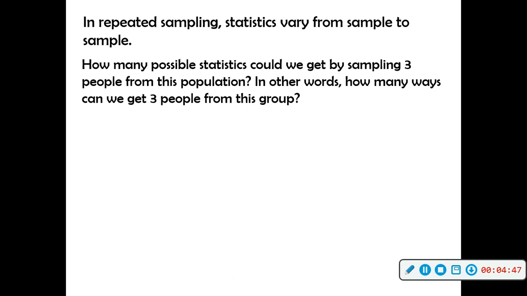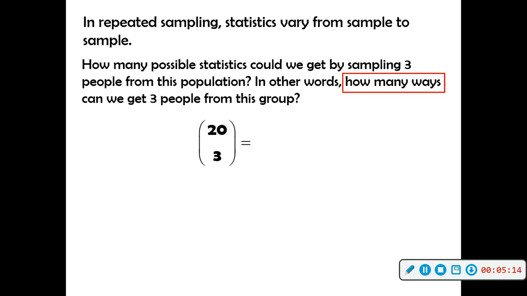Well, I'm going to have some variation, right? Okay. So what if I wanted to take every single possible group of 3 teachers, so sample every group of 3 different teachers, and take the median from all of those groups? How many different ways could I get 3 people from this group?